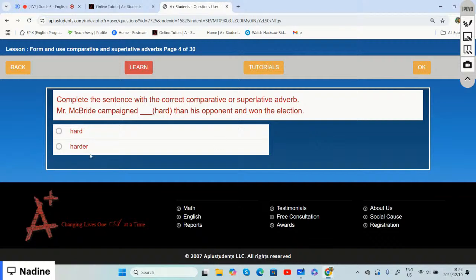Okay, and we say Mr. McBride campaigned, do we say hard or harder than his opponent and won the election? So Mr. McBride, do we say campaigned hard, option one, or harder, option two, than his opponent and won the election? Which one is correct? Hard or harder?